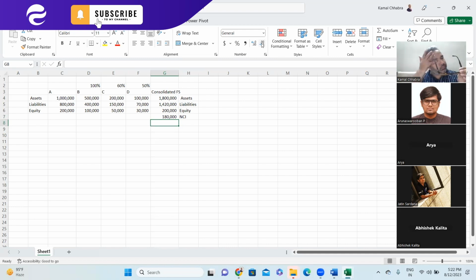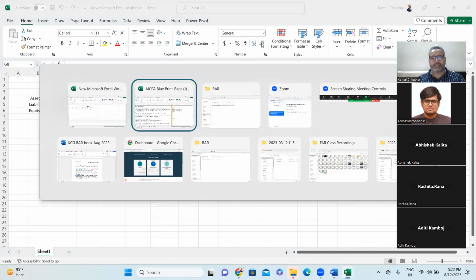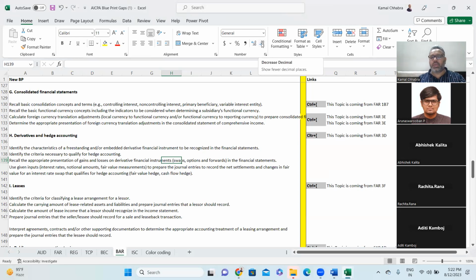Make sense? Yes, Kamal. Right? So this is called non-controlling interest, which is not the company's ownership. We'll be discussing in detail, don't worry, we'll go through details, examples, and many illustrations together when we jump into this consolidated financial statement topic.